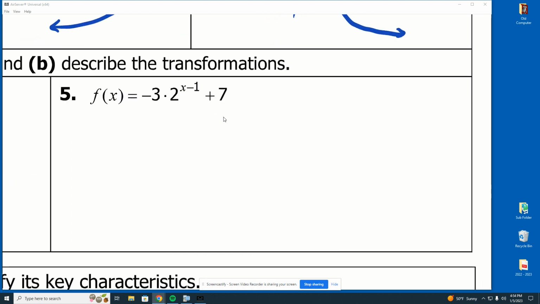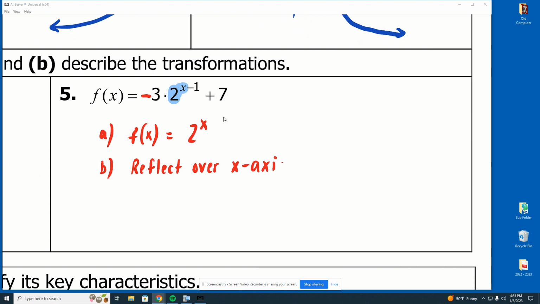All right, so I want to do number 5 with you. First thing, I want you to recognize that the base of your exponent is right there, that 2. That is my parent function, okay? f of x equals 2 to the x power. Anything that is not 2 to the x power is considered, like we talked about yesterday, a transformation. So let's start out here. We've got this negative. What's that negative telling me? When a is negative, this thing has to reflect over the x-axis.